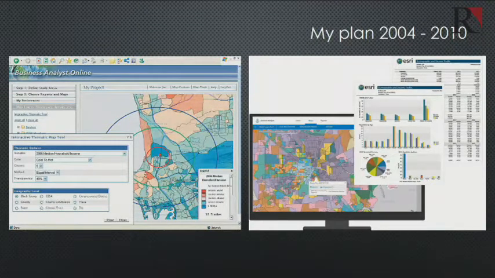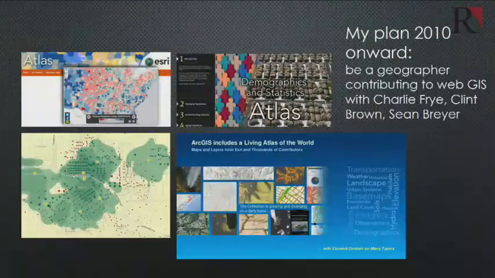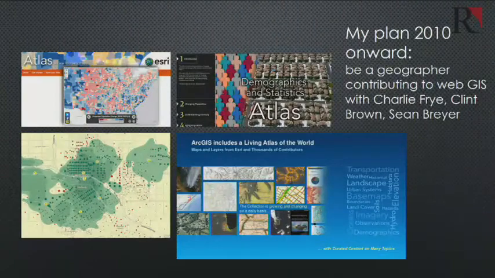But what I took away from this time period was it's very different building a product than working on a project, right? And sometimes we can lose sight of that. My plan going forward, I figured I want to be a geographer again.